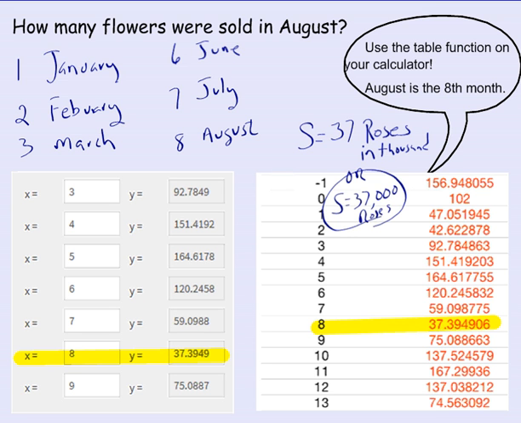That takes us to the end of the problem. And we would just want to write this in a sentence and we would be finished. So in August, they sold 37,000 roses.